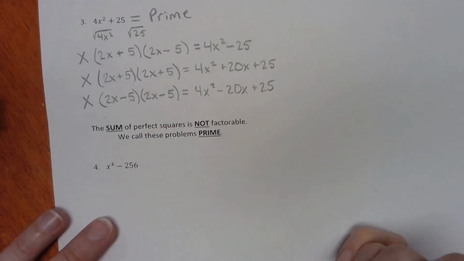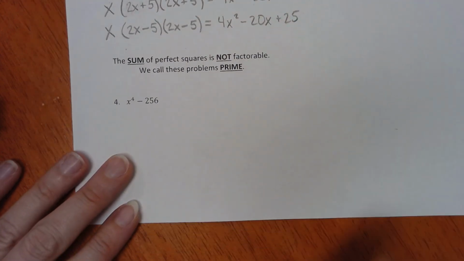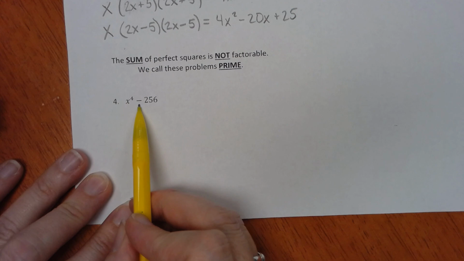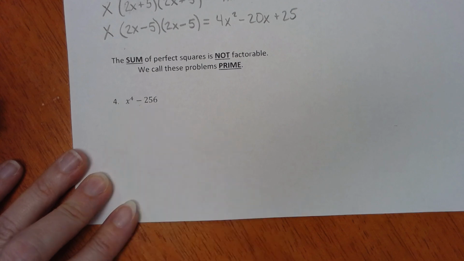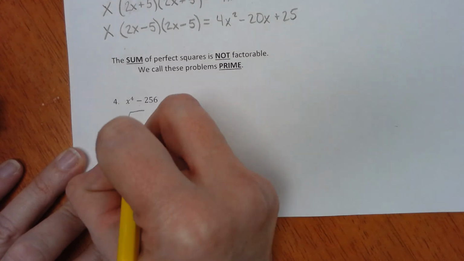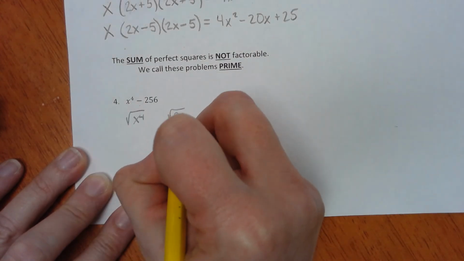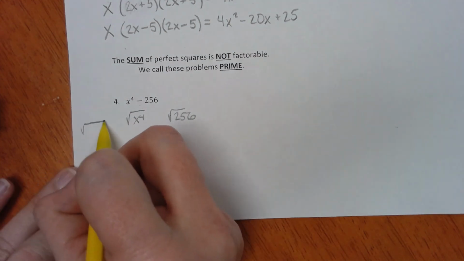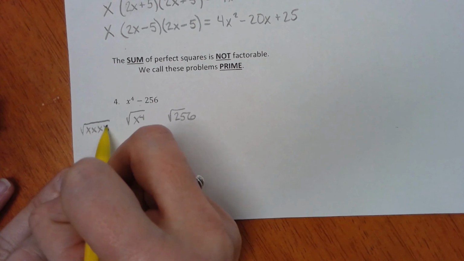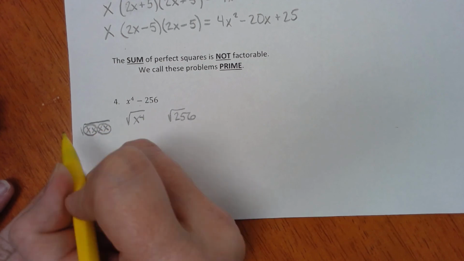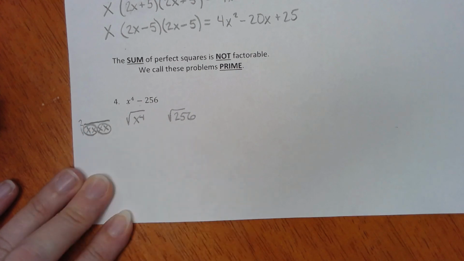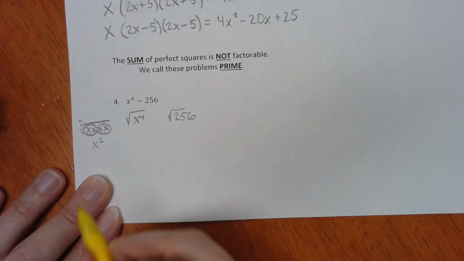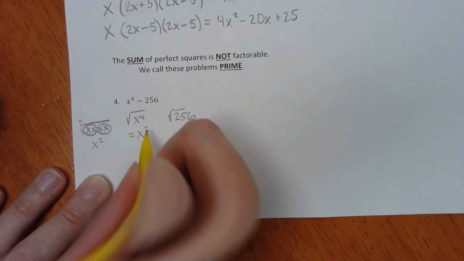So let's look at one last problem. We have x to the fourth minus 256. Again, we should notice this is the difference of perfect squares. Each of these terms are perfect squares. So we can take the square root. If you'll recall, taking the square root of x to the fourth, if you need to, write out those x's and see that we have 2 pairs, because our index number is an understood 2. So 2 pairs of x's would be x squared. So the square root of x to the fourth gives us x squared.